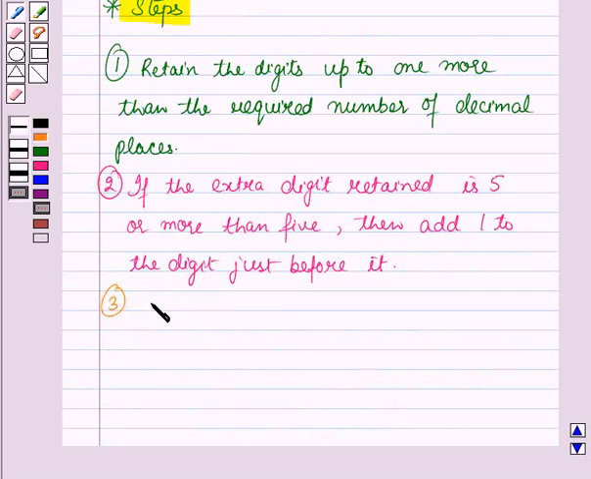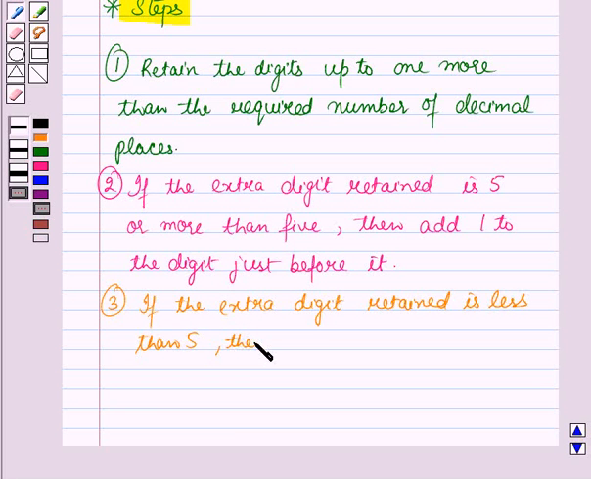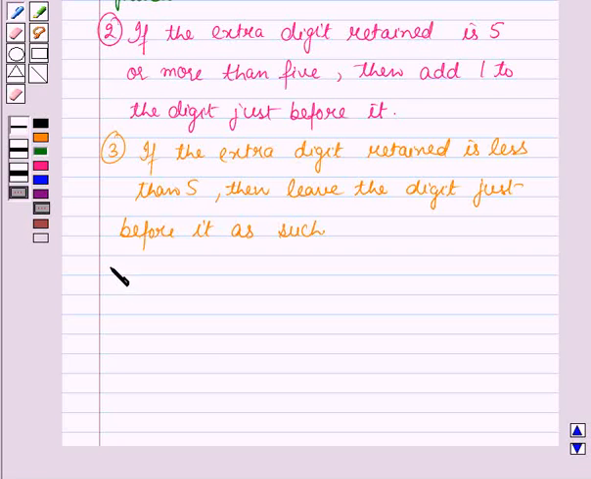Then in the next step, if the extra digit retained is less than 5, then leave the digit just before it as such. Then in the next step, the extra digit is then omitted.